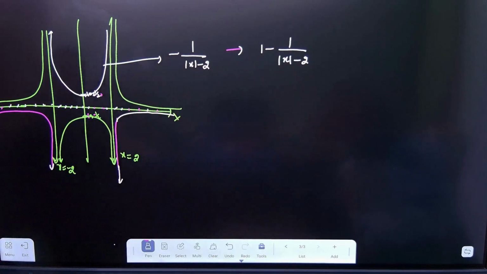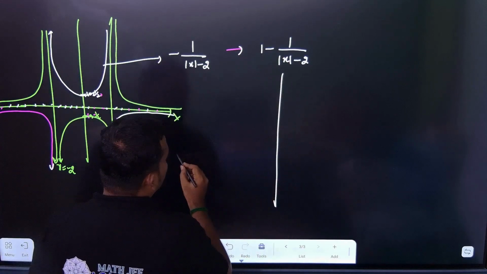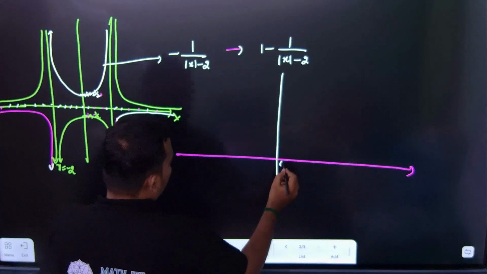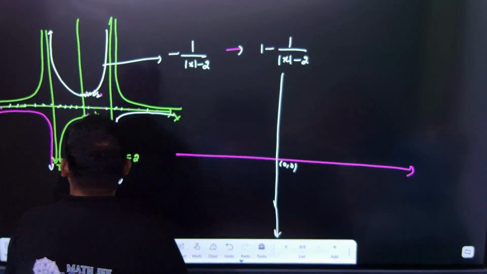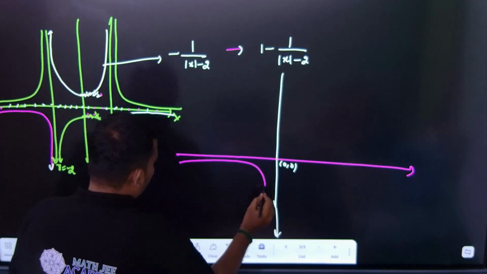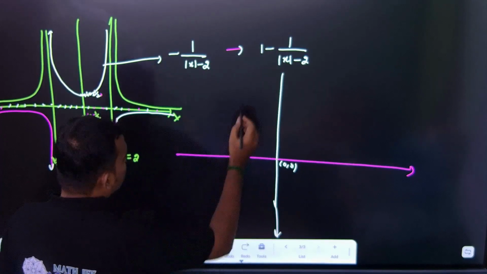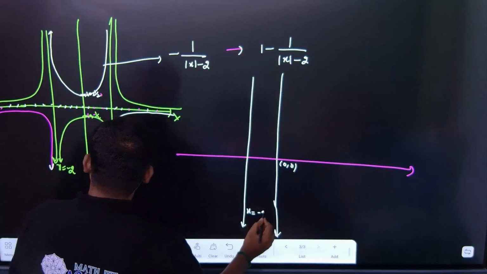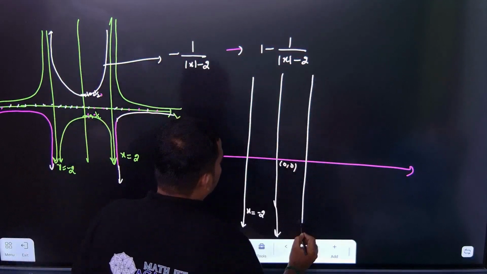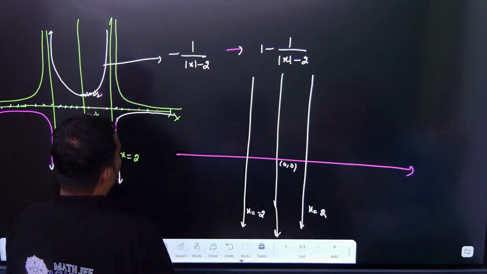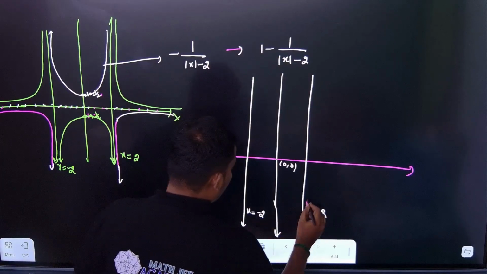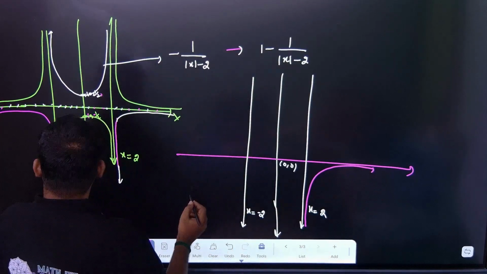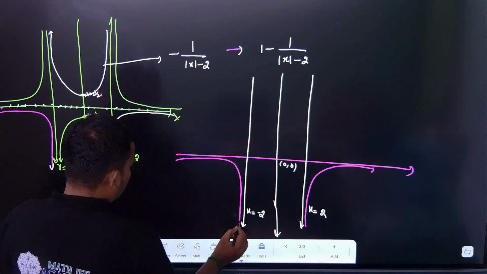So what can you do? You just shift the graph 1 unit up. So this is 0 comma 0. First, you have to draw the image of that exactly. This is x equal to -2. This is x equal to 2. The image here is, I'll choose another color. This is your image. Here the image would be like this.